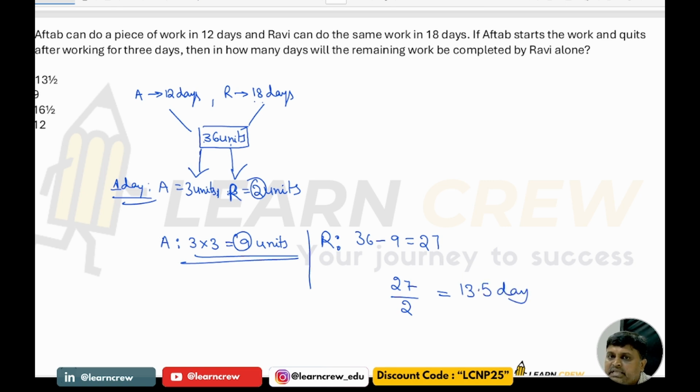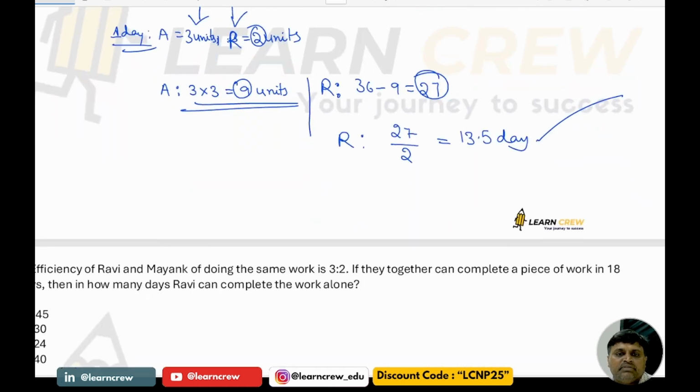So the remaining work, 27 units, is completed by Ravi alone. 2 per day in how many days? 13.5 days. So answer is option A. I hope it is clear. Now next question.